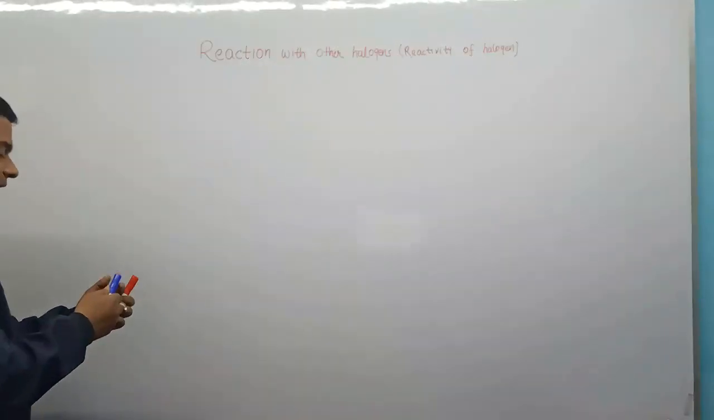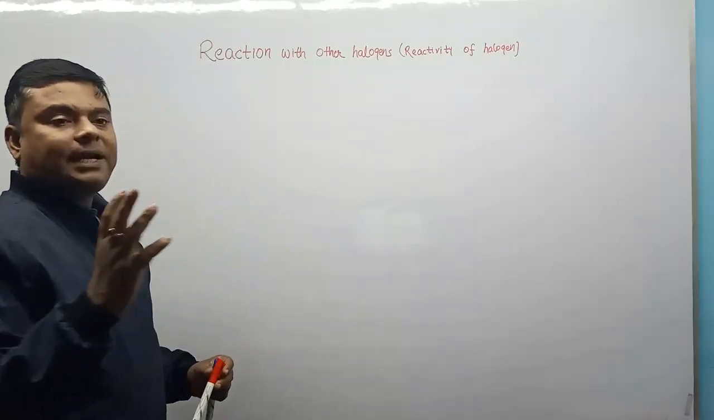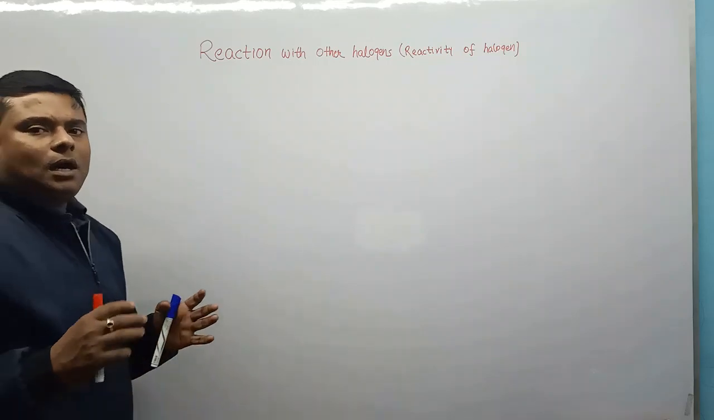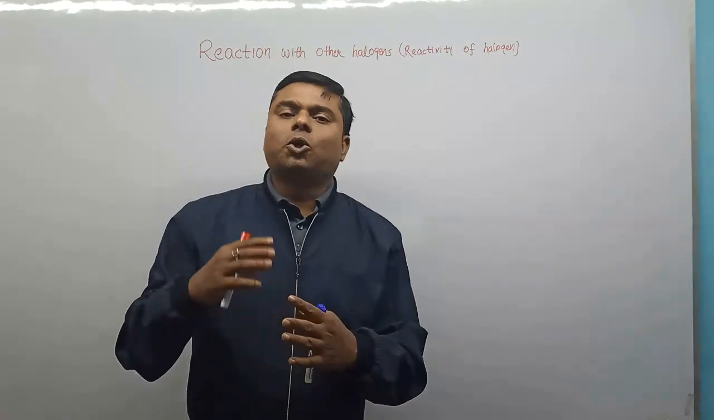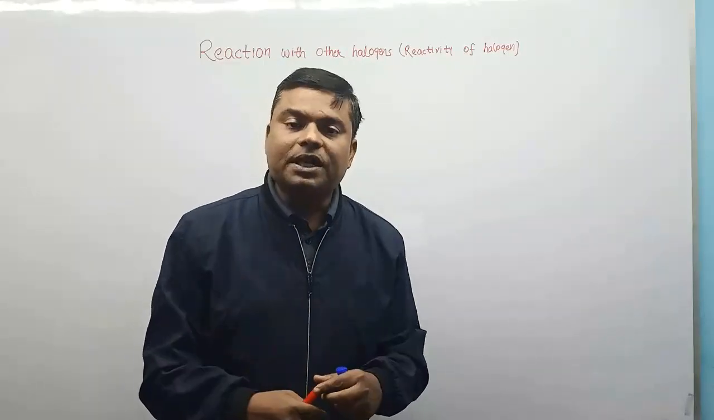Now we have a reaction with other halogens, that is, the reactivity of halogens. That is, during halogenation, how fast chlorination or fluorination or bromination or iodination takes place.